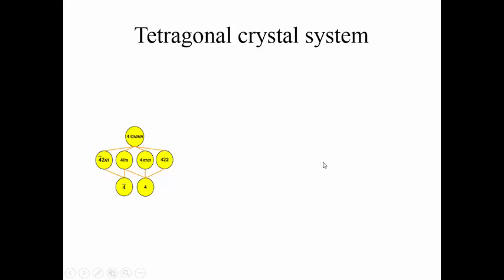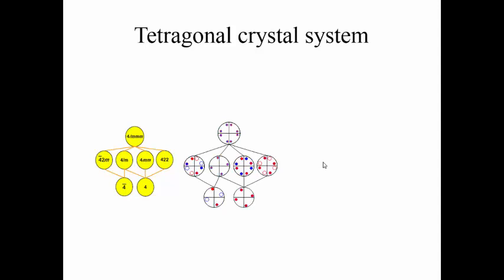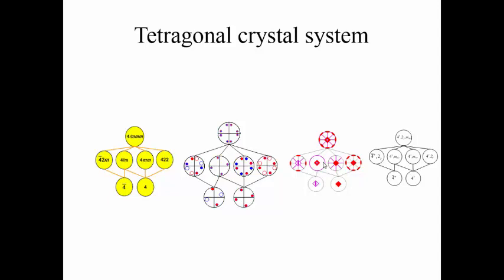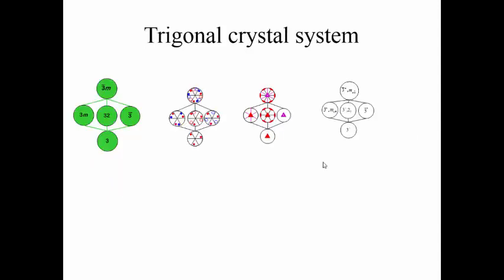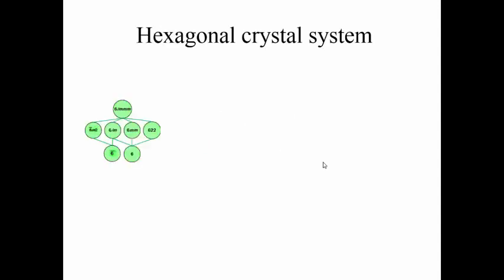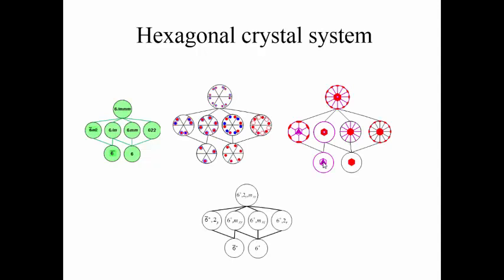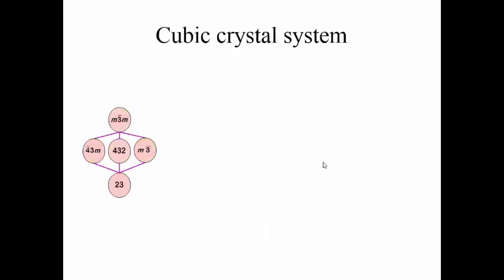Now I'm going to quickly go through the other systems. Here's tetragonal, and here are the point group symbol, stereographic projections, and here are the generators. We can do the same thing with the trigonal crystals. Here's the corresponding group here. You'll see certain structures that are similar. We won't go into that in this course. And then we have the hexagonals, and then finally we have the cubics.